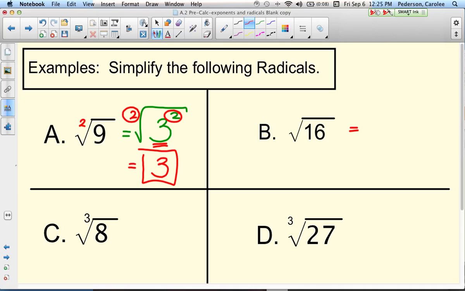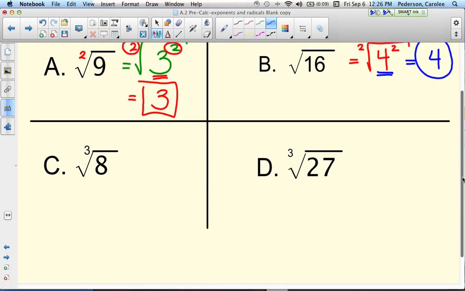Here's the next one. You may have memorized the square root of 16 is 4. If you don't, rewrite that base of 16 as 4 squared. Remember, this is an index of 2. The square root of 4 squared is just its base, and the base is 4. A couple more quick examples.